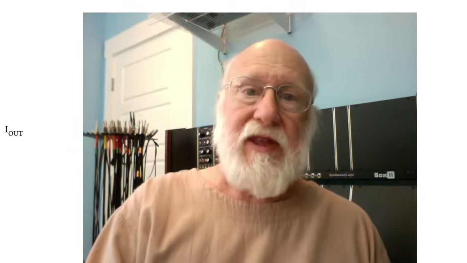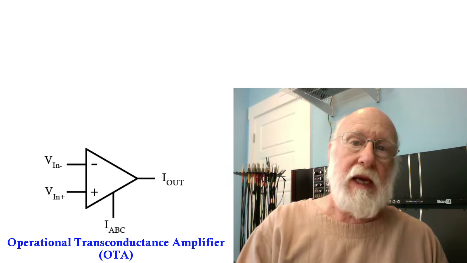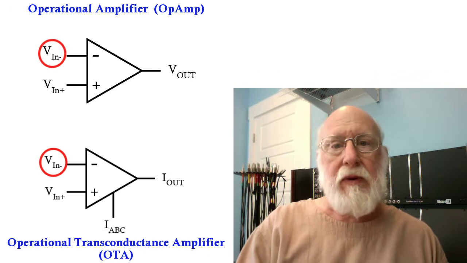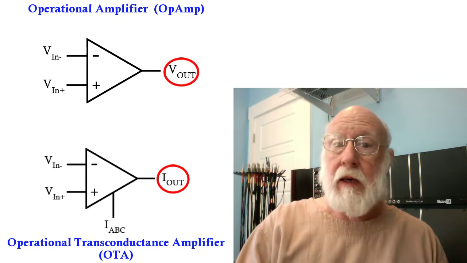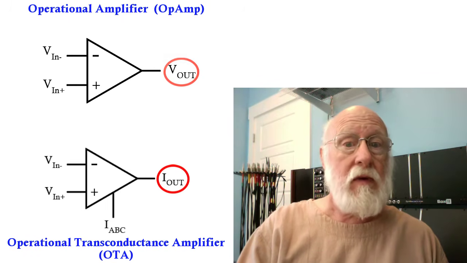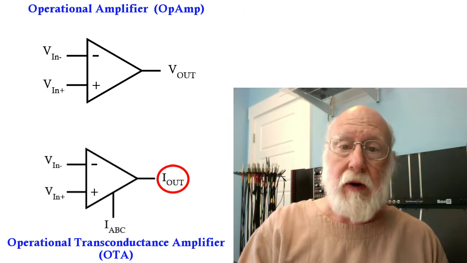When I first began using the Operational Transconductance Amplifier, which from now on I'm going to call an OTA because Operational Transconductance Amplifier is just too many syllables, the standard symbol that was used looked like this. Now you may note that this is very similar to the standard operational amplifier symbol. It has an inverting input, a non-inverting input, an output, but note one difference here: the output of the OTA is not a voltage, but a current. We'll talk at length about that later.